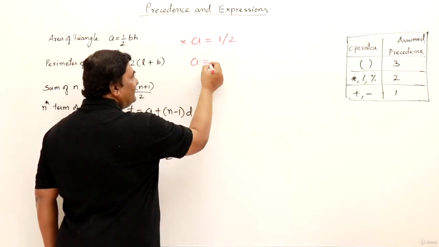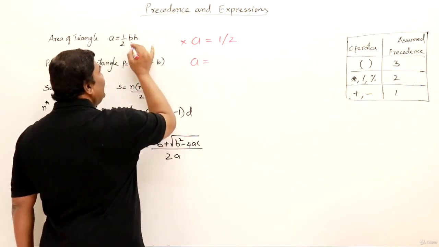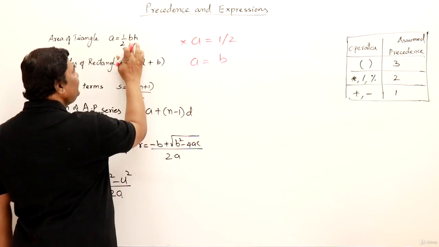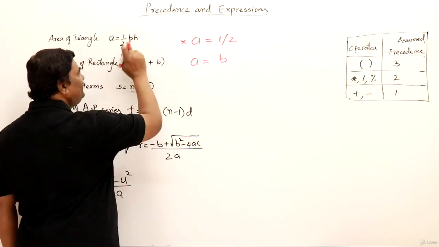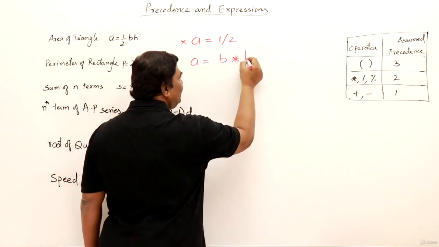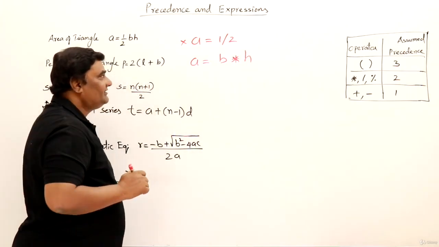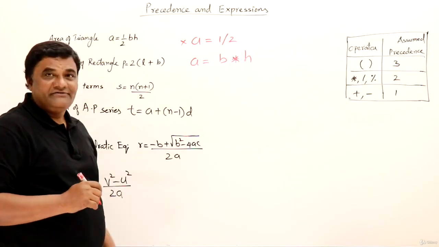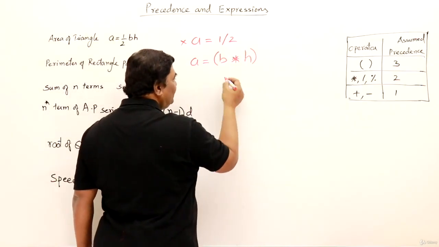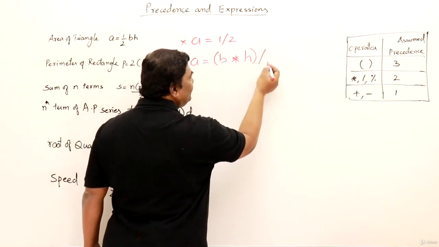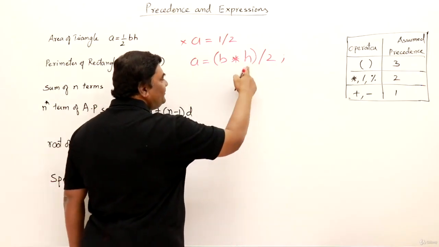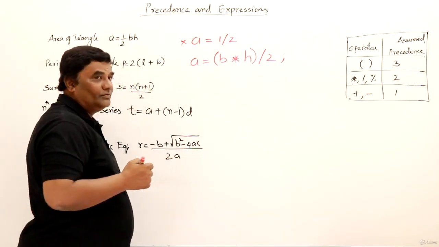Then next, first write base into height. So base into height, where is into? In mathematics we understand that if nothing is there in between, multiplication is there. But in a C++ program you cannot leave it like that. So you have to write down into, that is multiplication. Base into height is written first. Then this thing, you can enclose in brackets if you want, otherwise no need, because after that division will be done. So this is the perfect formula. Base into height, whole thing divided by 2.